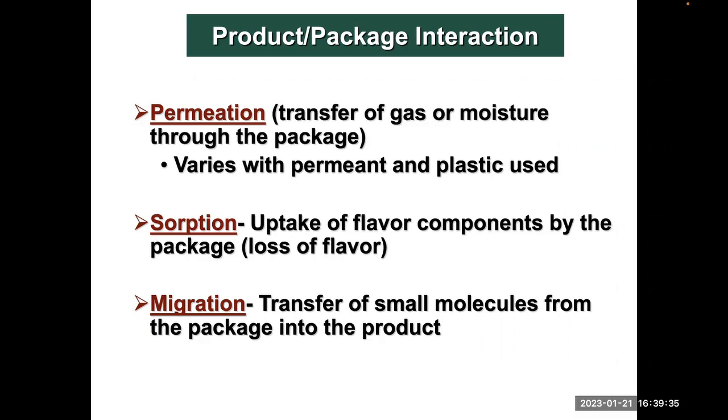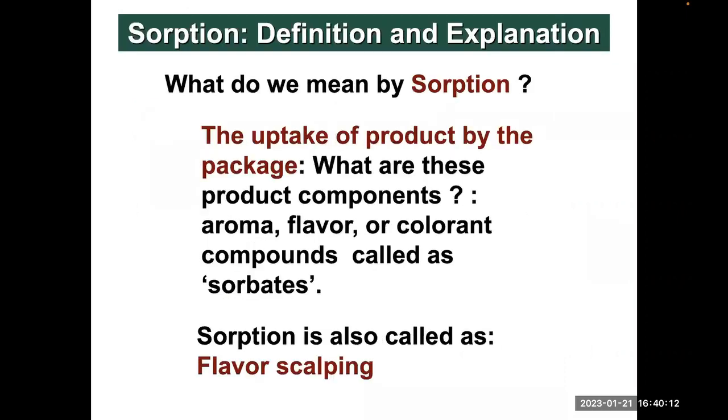And why would that happen? Because at times plastic crystallizes, it kicks out, or at times the product that you have, it likes some of those additives or some kind of chemicals. It likes and it binds and it pulls it into the product. So I hope these three terms, permeation, sorption, and migration, are pretty clear to you. These are the kind of interactions that can occur between the product and the package.